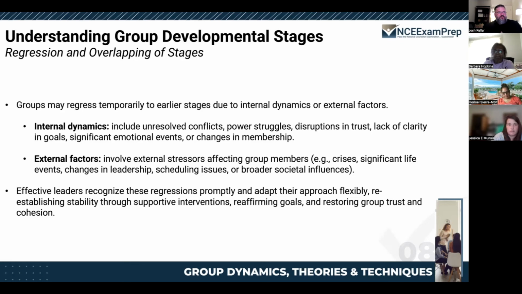Okay. Effective leaders are able to recognize these regressions promptly and adapt their approach flexibly, reestablishing stability through supportive interventions, reaffirming goals, restoring group trust and cohesion. Okay. So that's group developmental stages. Any questions or things we need to go back over? No? Okay, let's look at some practice questions.